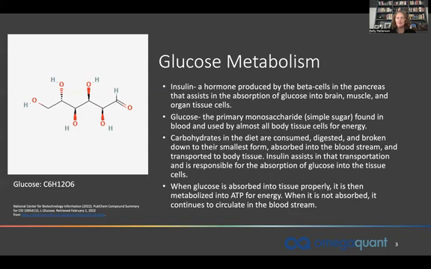We don't want a blood glucose of 0. That definitely is not compatible with life. So glucose is good, carbohydrates are good, insulin is good, but too much of any of these things or a dysregulation in that process is where we can start to see issues. When glucose is absorbed into the tissue properly with the help of insulin, it is then metabolized through a series of reactions, through a series of processes, into ATP for energy. When it's not absorbed, like I mentioned, it continues to circulate in the bloodstream.